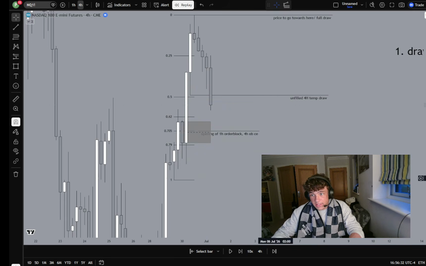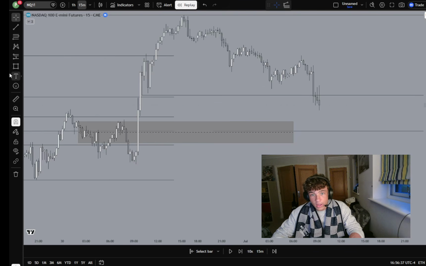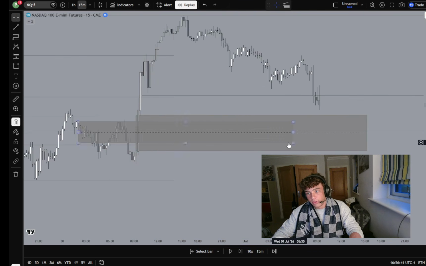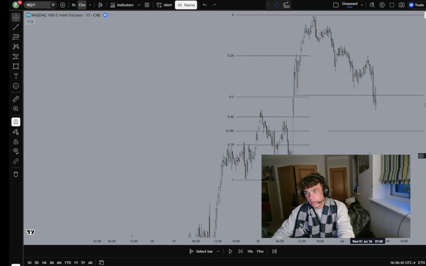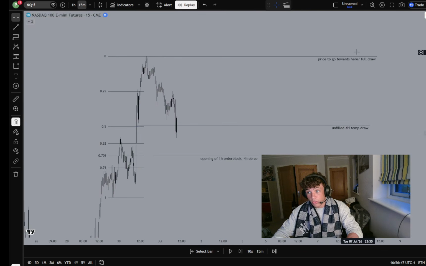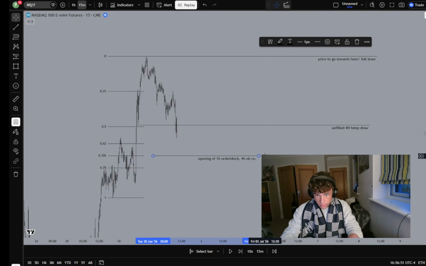And then the final piece of the pudding is to go deeper inside to the 15-minute. And what do we have? A 15-minute fair value gap aligned with everything. Oh, beautiful, right? So now it's safe to say price wants to go towards the full draw. Whether it does or doesn't, that's fine. You have the 50-minute now as well.